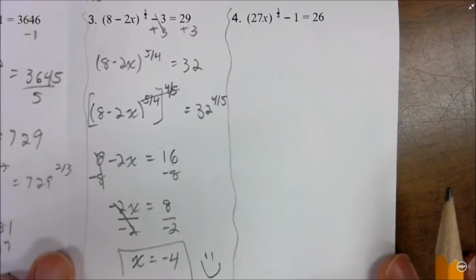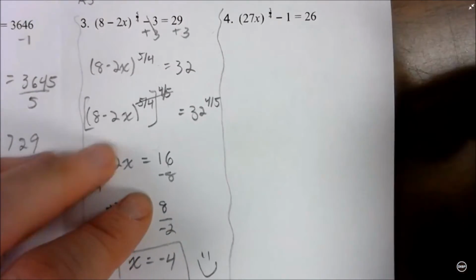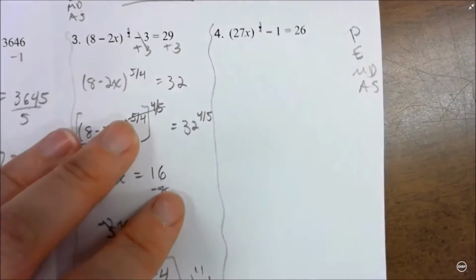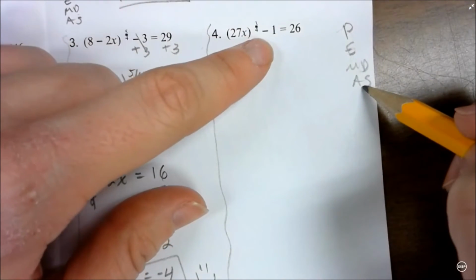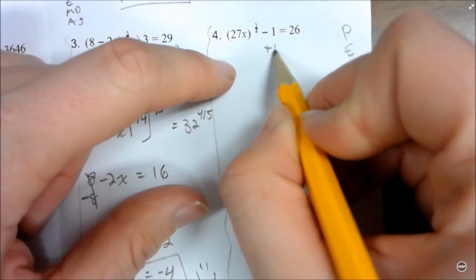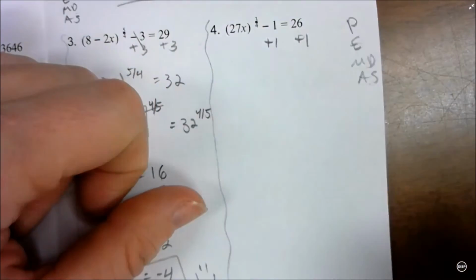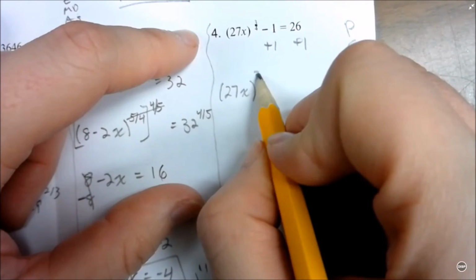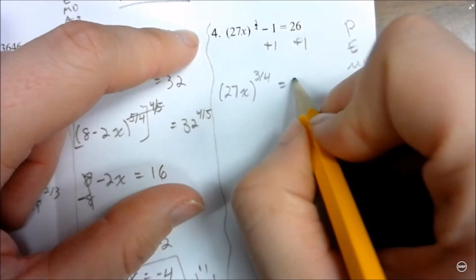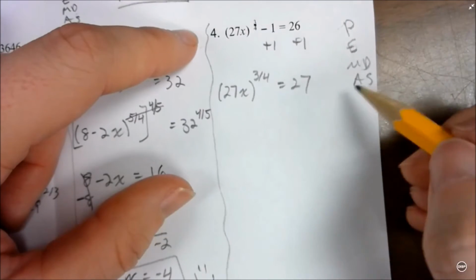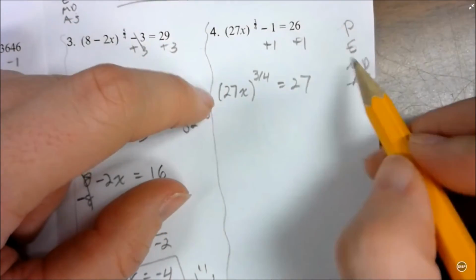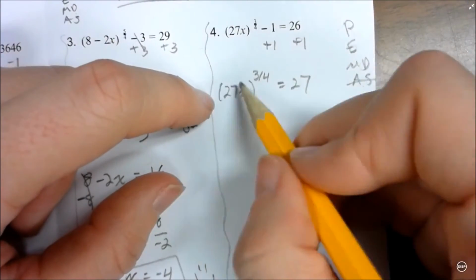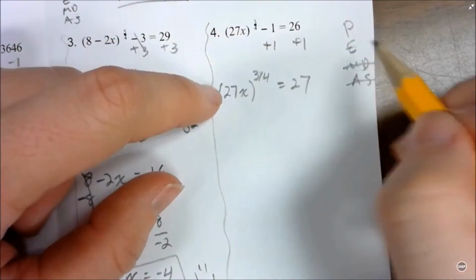And finally, last one, but not least. So add or subtract anything? Yes, I can cancel out that negative 1 by adding 1. So I have 27x to the 3/4 this time equals 27. So I've done that. Can I multiply or divide anything to cancel outside the parentheses? No, there's nothing else. All I have left is the exponent in the parentheses, so I'll have to do that.